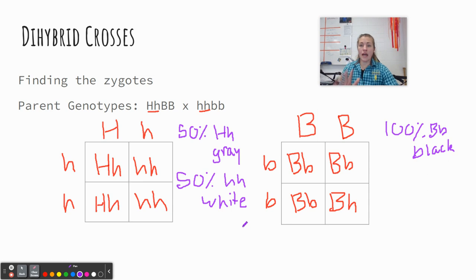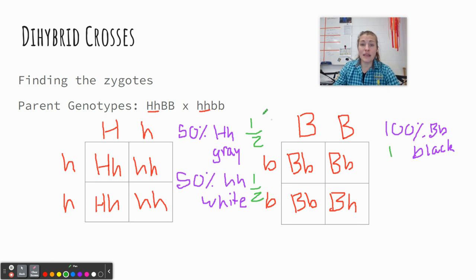So the only combination of rabbits we can have is either gray with black eyes or white with black eyes. So the way that I am going to do this is we are just going to do a little bit of multiplication. So 50%, if I would write this as a fraction, would be half. And same thing for this one, it would be half. 100% as a fraction would just be 1. So all I do is multiply them together.